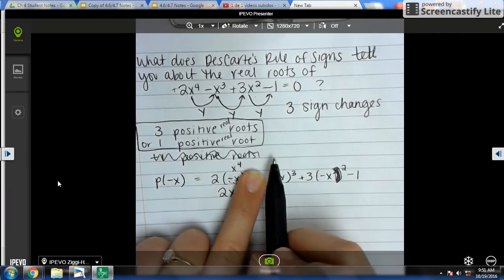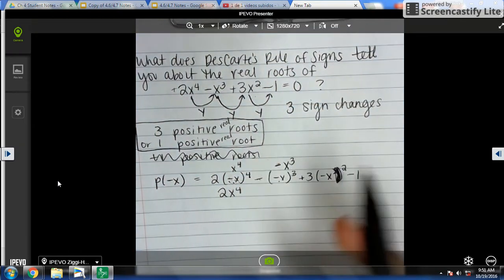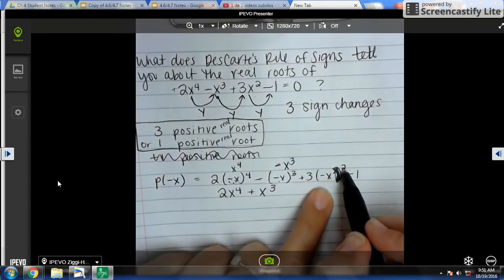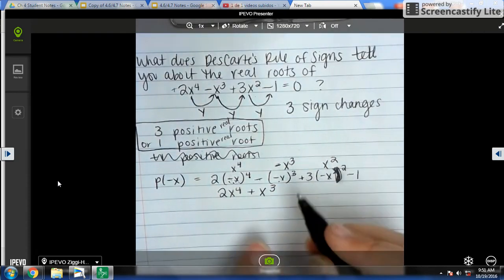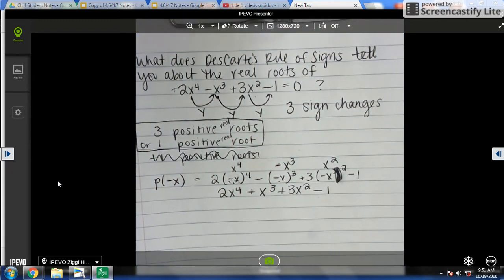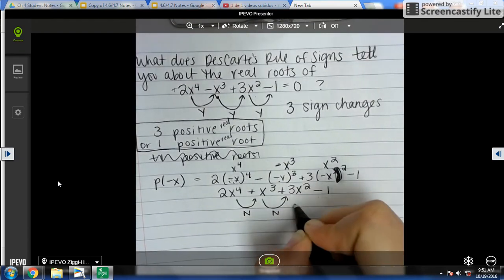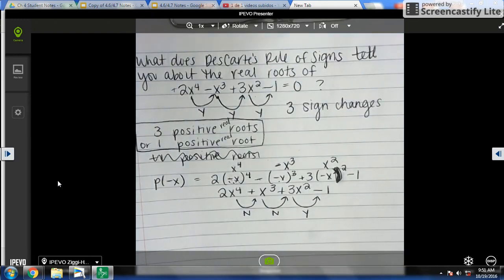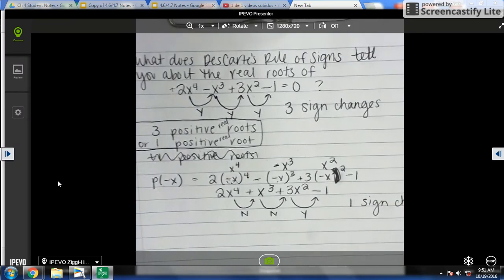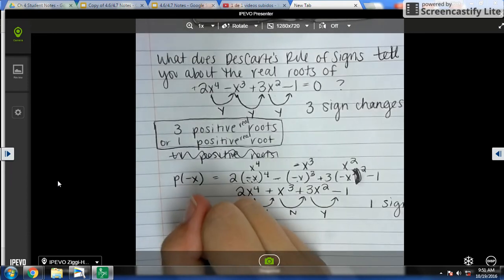Negative x cubed would be negative times negative times negative. So that's going to become negative x cubed, times the negative 1 in front will actually make it positive x cubed. Negative x squared, it's even, so it will stay positive, plus 3x squared minus 1 doesn't change. So now we need to look at the sign changes. This is not a sign change, this is not a sign change, and this is a sign change. So we have 1 sign change, which means that we have 1 negative real root.